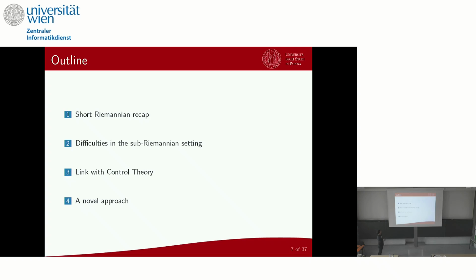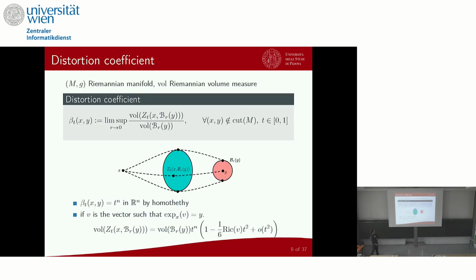Okay, so let us start with the Riemannian recap. I will focus in my talk on the distortion coefficient. The object we have here is a lim sup of what? It is beta_t(x, y), say x, y out of the cut locus. Essentially you fix a point x, a point y, you take a ball, and you shrink it to x through geodesics.